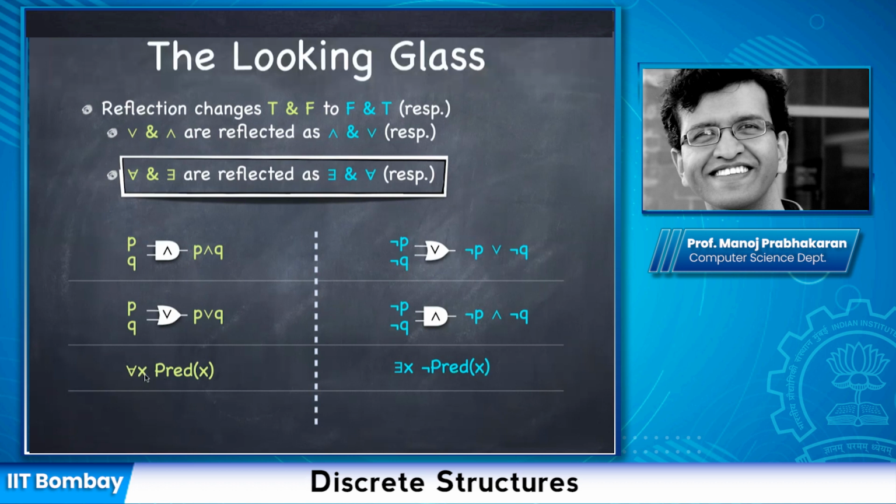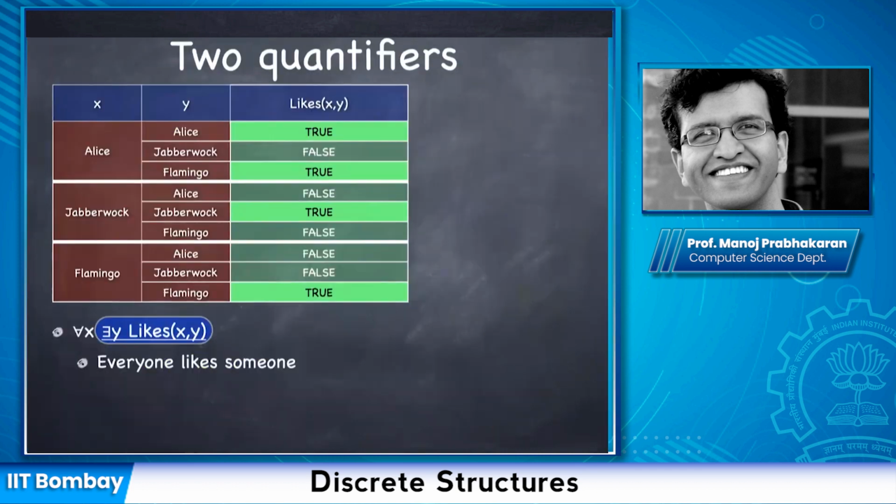So just the same way AND and OR got reflected to each other, for all and there exists x will get reflected to each other. And you could think of the finite domain case, in which case there is no distinction between the for all and doing a bunch of AND operations. Okay, and there exists x is the same as doing a bunch of OR operations.